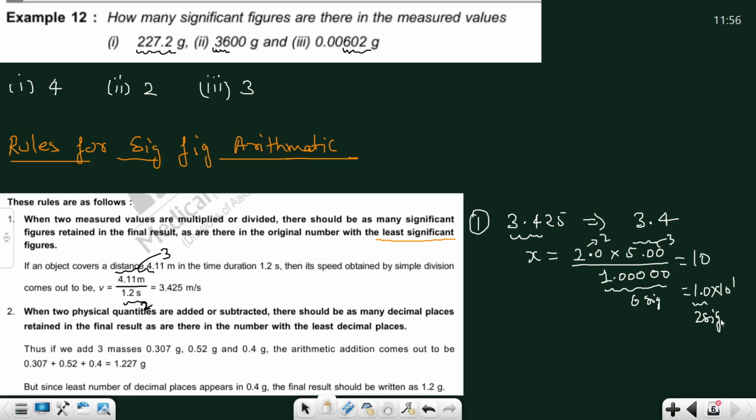सही है कि नहीं? Clear? Done? Yes, sir. You can also write 10 as 1.0 into 10 to the power 1. It is also equal to 10, na?